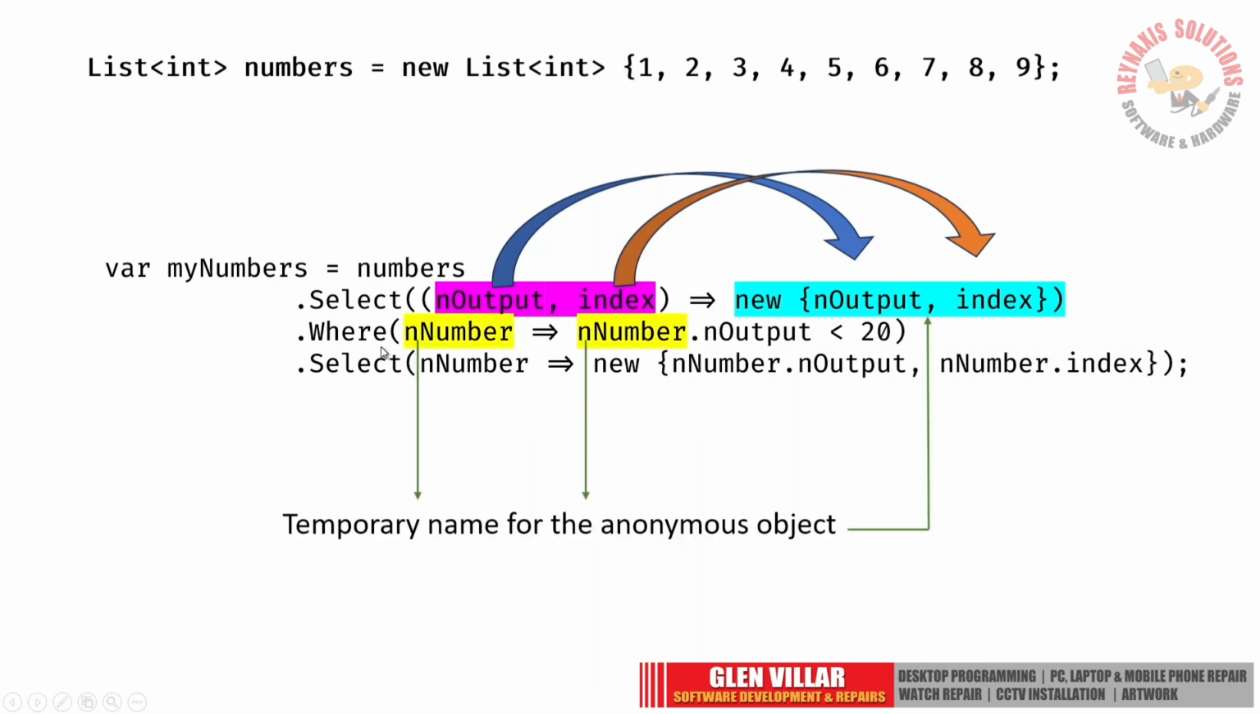Next is the where clause, or the filtering part of the LINQ query. Here we assign the n-number variable to be the temporary name for the anonymous object. So when we create those anonymous objects, they don't have anything but a property called output. We also have another lambda expression, and what we're trying to do here is to give a temporary or arbitrary name to each anonymous object that we have been selecting from this line.